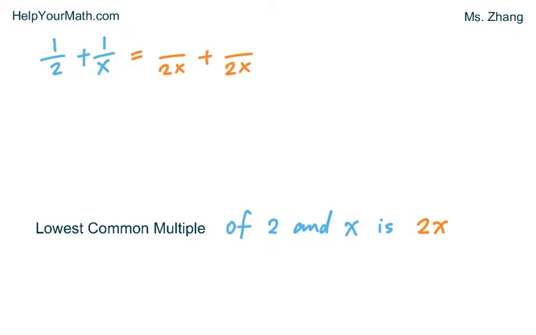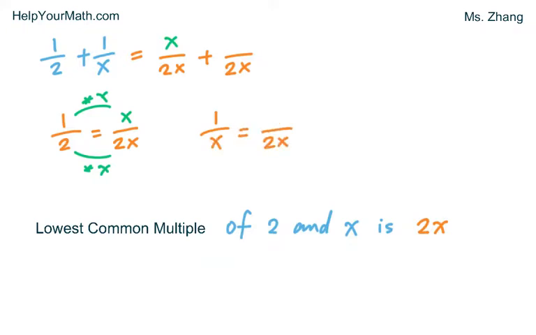So to convert 1/2 to something over 2x, we see that 2 times x gives us 2x. So we need to multiply by x as well. So 1/2 equals x over 2x. And then to convert 1 over x to something over 2x, we see that x times 2 equals 2x. That means we need to multiply 1 by 2 and we get 2. So 1 over x equals 2 over 2x.